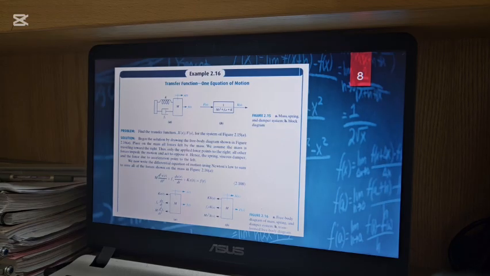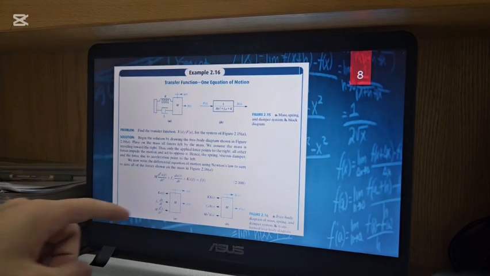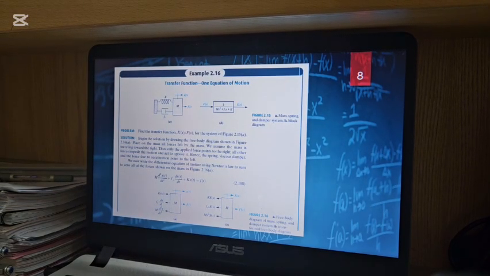dx(t) over dt, plus the spring, where K is the constant or stiffness of the spring, K x(t), equal to f(t), which is the resultant force of this system. So here we can see the forces acting on the mass.